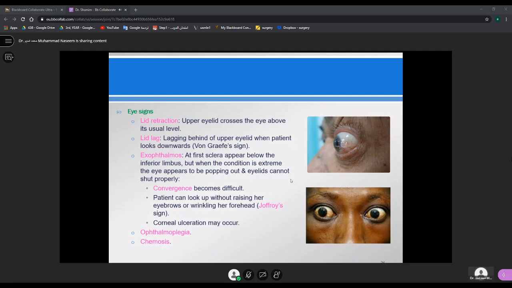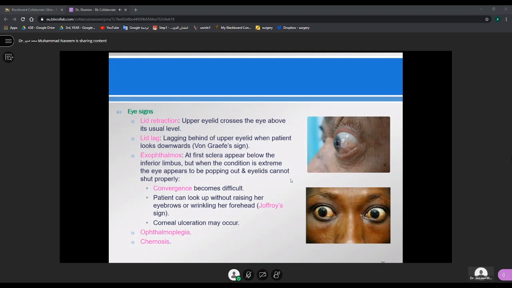How to demonstrate these eye signs. Lid retraction. Lid retraction means the upper lid is retracted upward, and so you can see the white sclera above the cornea. Normally, the upper eyelid falls in front of the cornea, so you cannot see white sclera above the cornea. But as the upper eyelid is pulled upward, you can see white. This is due to contraction of smooth muscles in the upper eyelid.